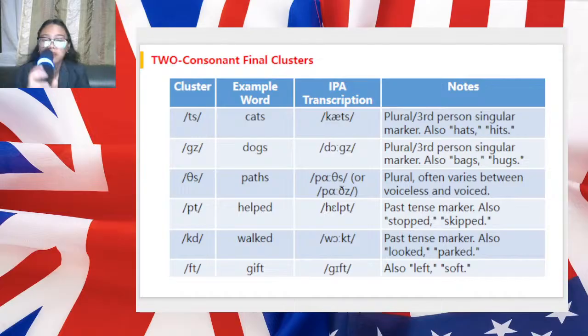This is the big takeaway. For that, we have these. We have cats, clusters. TS for cats, GZ for dogs, NK for tank. That's for two-consonant clusters.